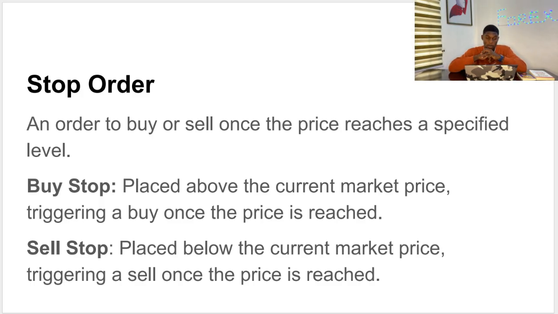So we have the stop order. An order to buy or sell once the price reaches a specified level. We have the buy stop, placed above the current market price, triggering a buy once the price is reached. We have the sell stop. The sell stop is placed below the current price, triggering a sell once the price is reached. Don't worry, all this stuff will be practicalized and you guys will understand with real charts.